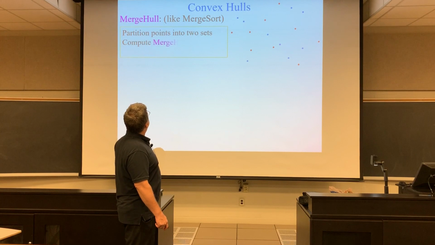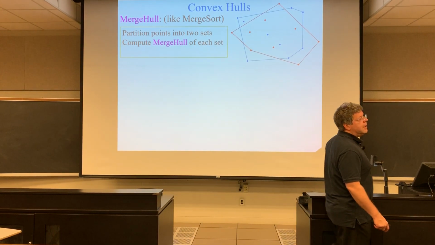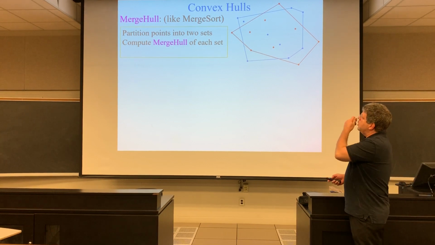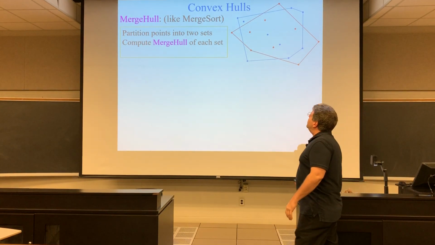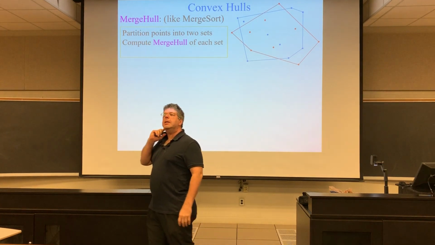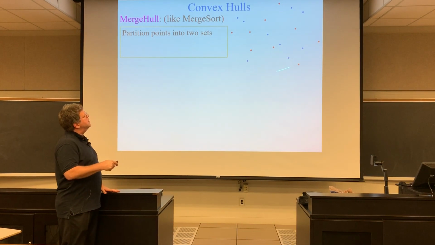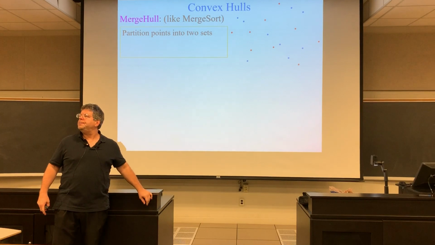Okay, so merge sort works a lot like merge. Merge hull works like merge sort. So how does it do it? Well, partition the points arbitrarily into two equal subsets. Compute the convex hull of each subset separately, independently. So the original point set might be this, and I'm going to take all the blue points, put them in one set, all the red points, put them in another set, just randomly, I don't care how.